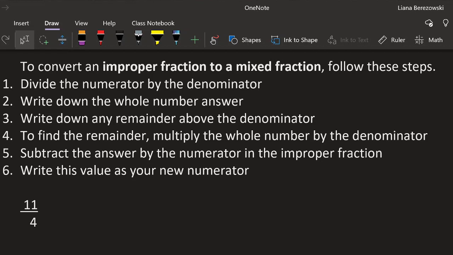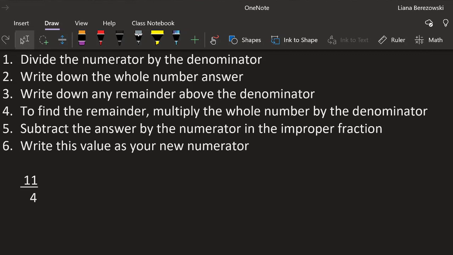So let's just do this following our steps. So we have 11 over 4, okay? So this is an improper fraction, right? 11 is bigger than 4. So first thing we want to do according to our steps is divide the numerator by the denominator, okay? So we literally just want to type into our calculator 11 divided by 4, okay? So that's going to give us an answer of 2.75.